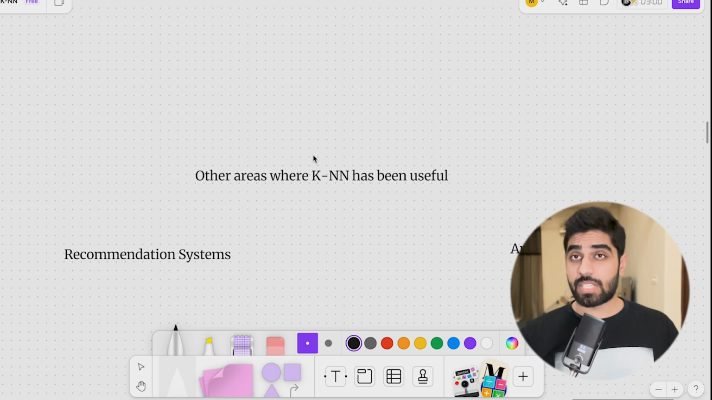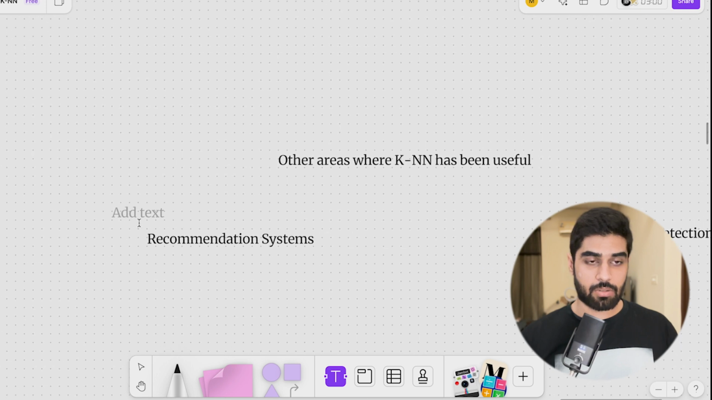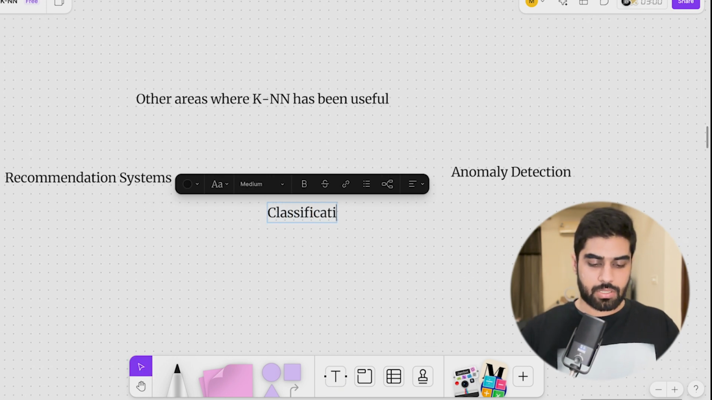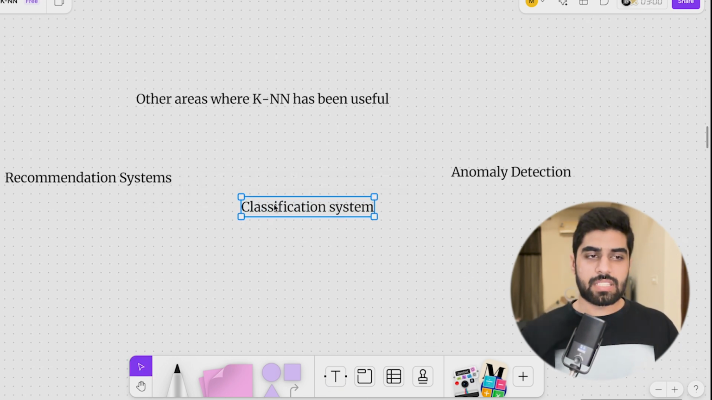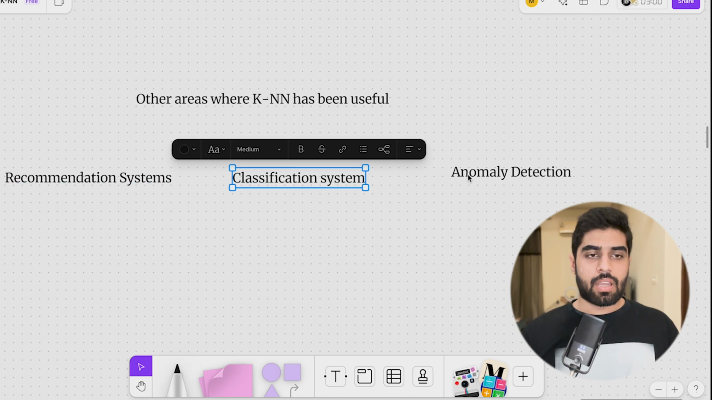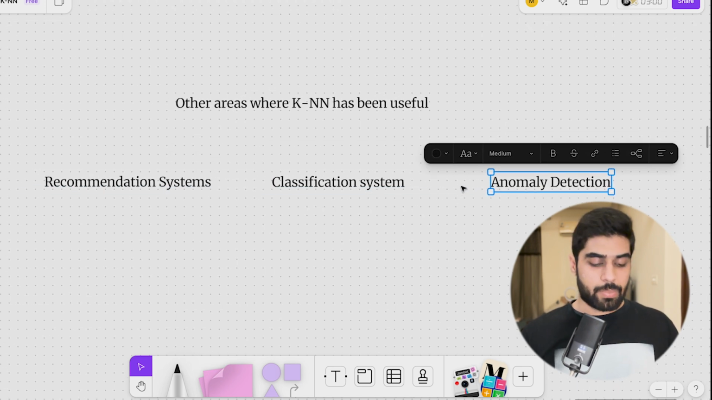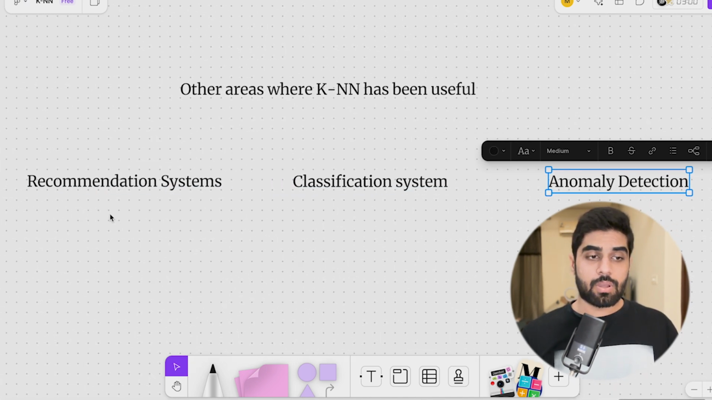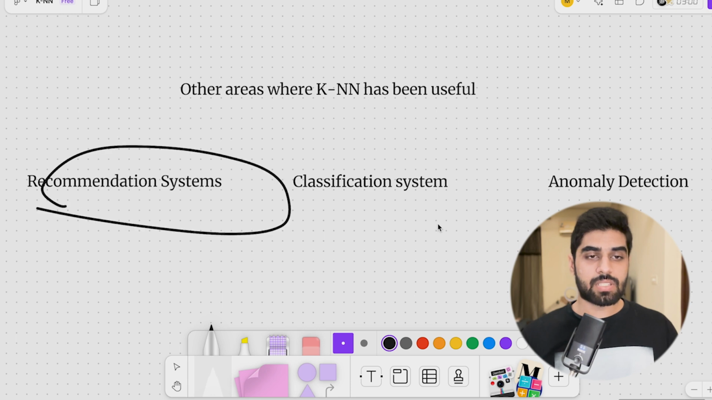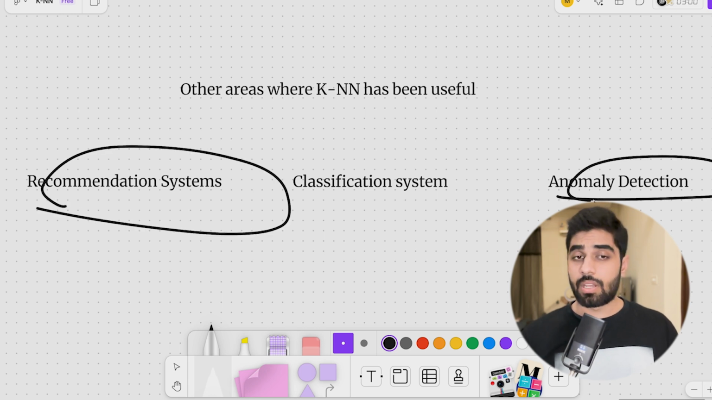So we looked at OCR, which is a classification system where KNN is useful. And we have seen the example of classification. Now, there are two more primary pillars in which KNN is very useful. One is recommendation systems and one is anomaly detection. In both of these places, KNN can be really leveraged to give us good results.